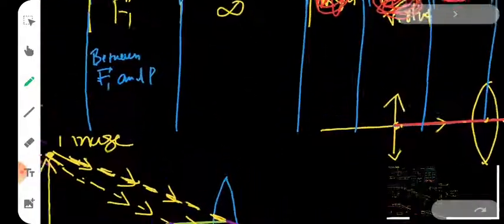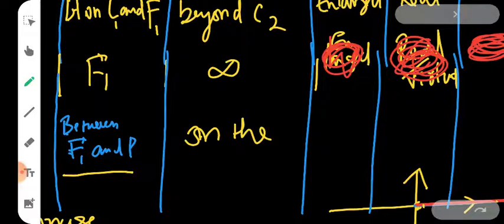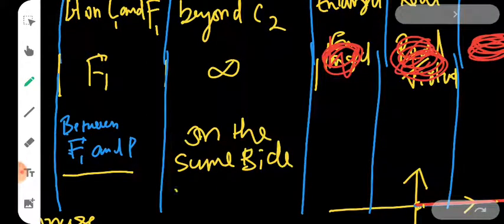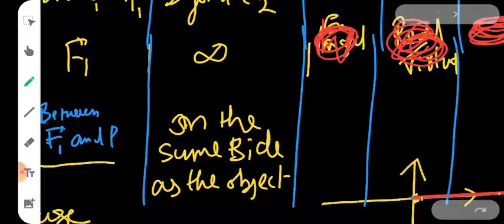So tabulating: when the object is between F1, the focus, and the pole, what is the location? I cannot say where exactly it is formed, but I would call it on the same side as the object. See, object and image are now on the same side. That itself is a good omen that the image formed is a virtual one.